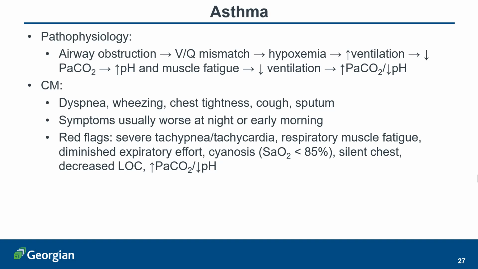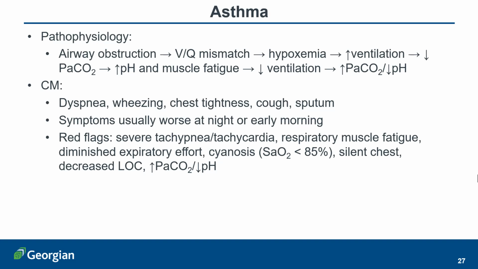And ultimately, the muscle fatigue leads to a decrease in the ventilatory rate, and that causes an increase in PaCO2 and a decrease in pH. So during the initial stages of an asthma attack, you do have hypoxemia, perhaps mild hypoxemia, but because of the increase in the ventilatory rate, you have a decrease in the CO2. That would be classified as respiratory alkalosis.